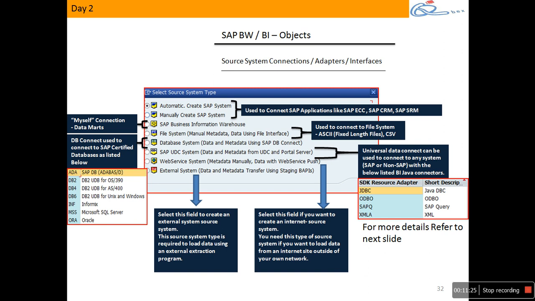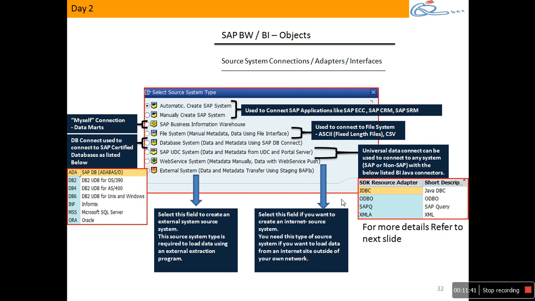So when it comes to performance, ABAP stack is faster when compared to Java stack. So if I am able to connect the same system either with UD Connect or DB Connect, which one would I prefer? DB Connect. First preference would be DB Connect. If not, then UD Connect.